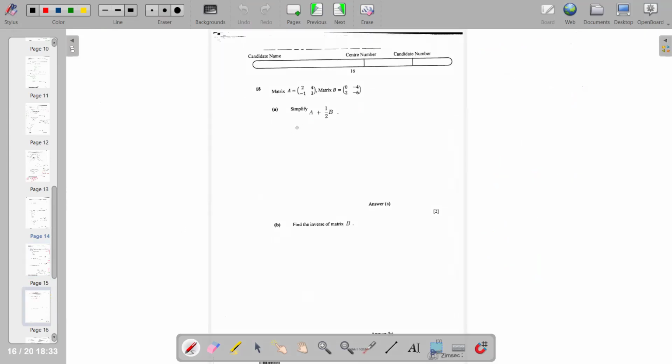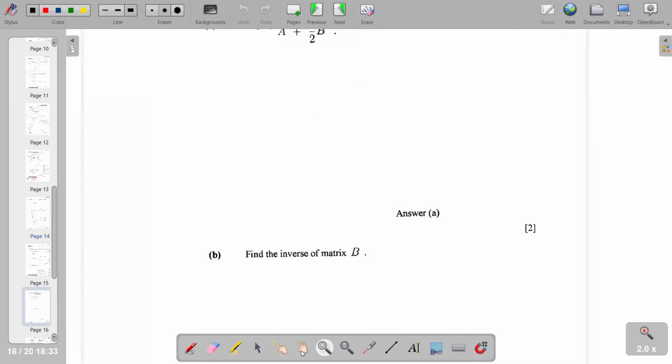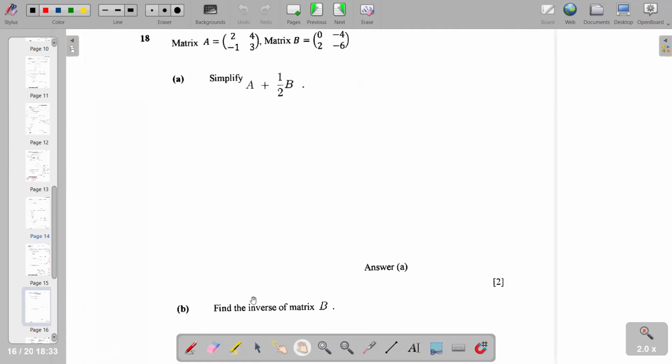Then the next question: you are given those matrices, matrix A and this matrix B. The first part is saying simplify A plus half B. So A, you just take it as it is.